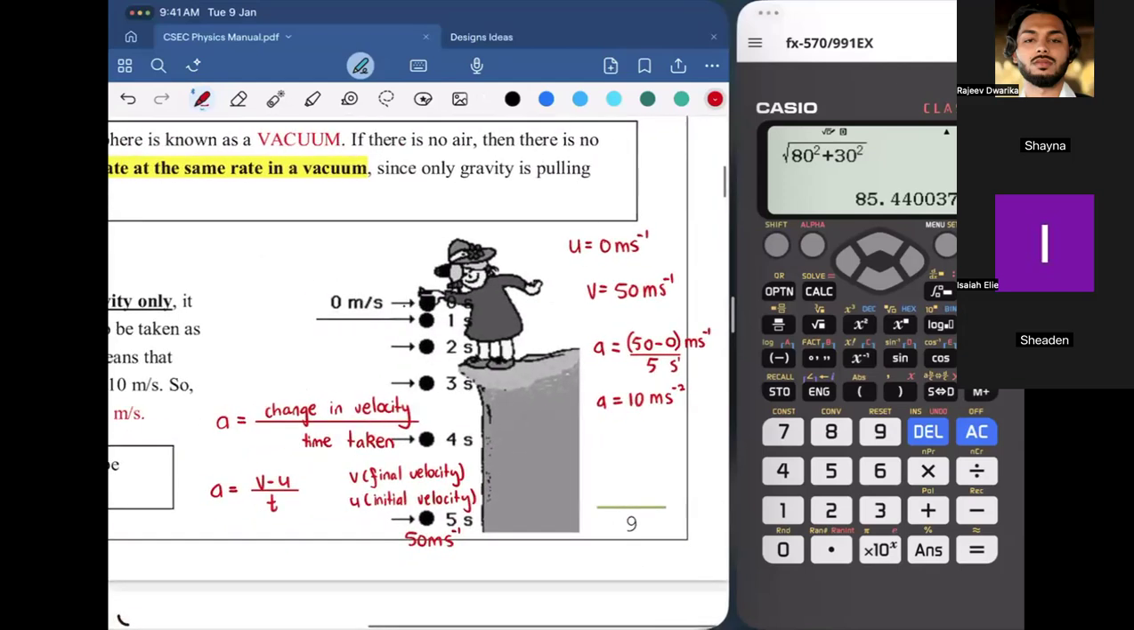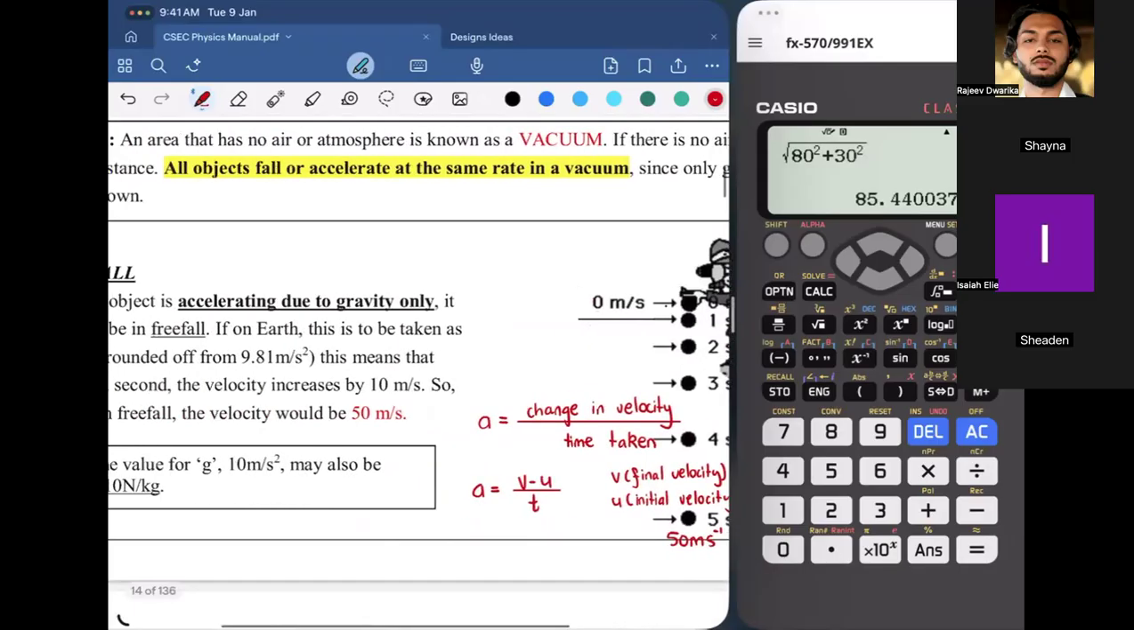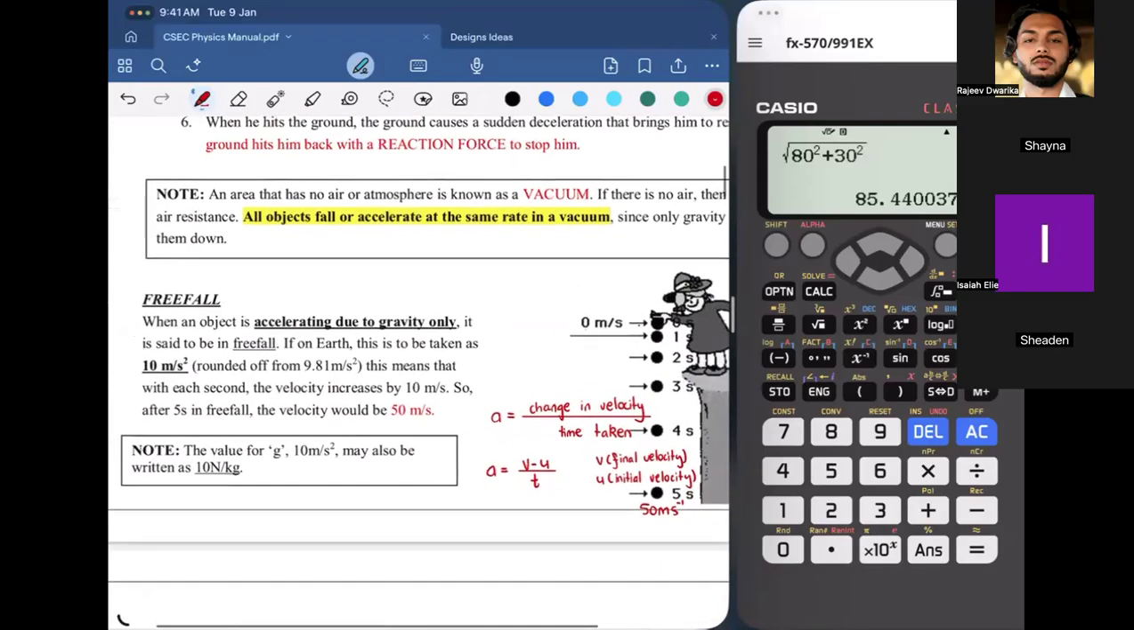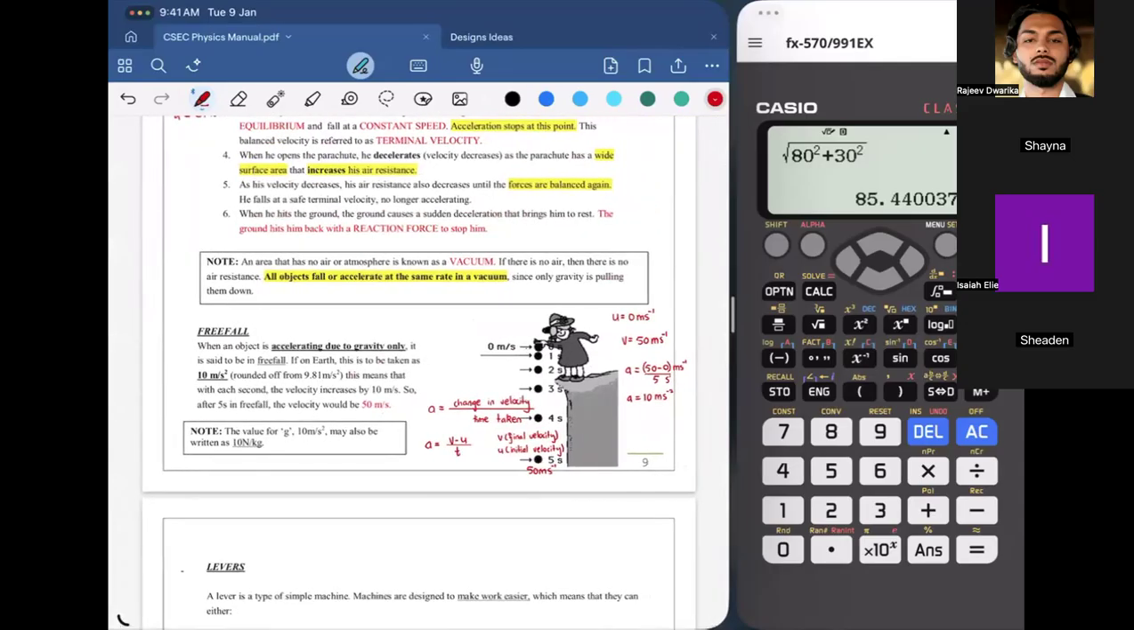Now, if you take exact measurements, you will not get 10. You will get something like 9.81, 9.82. But sometimes in physics, 10 is used. Right? That's what free fall is.